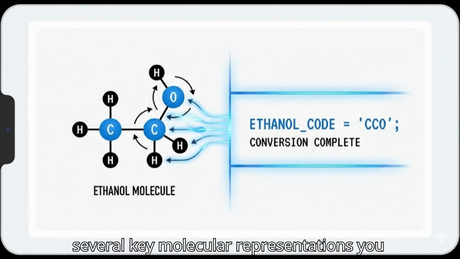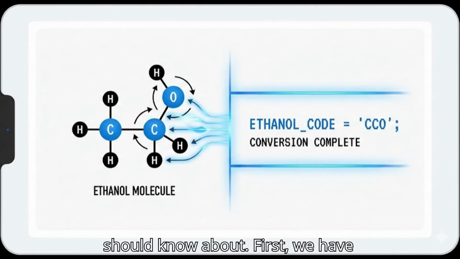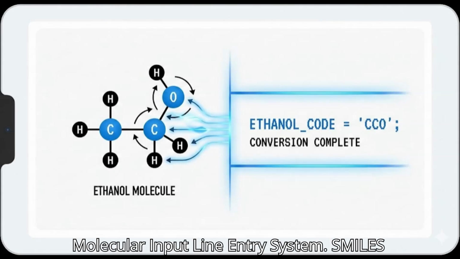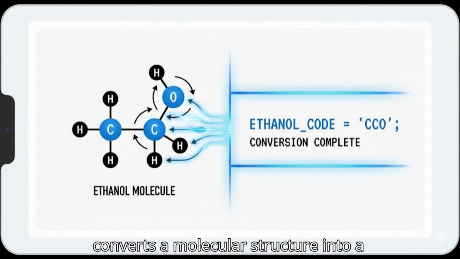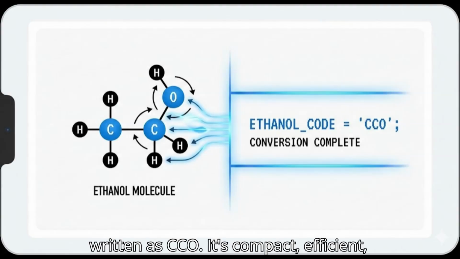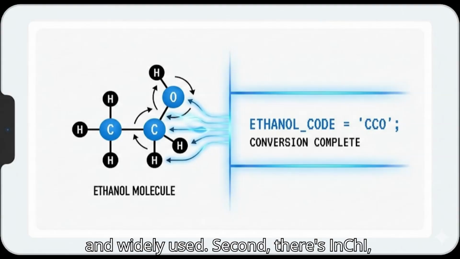There are several key molecular representations you should know about. First, we have SMILES, which stands for Simplified Molecular Input Line Entry System. SMILES converts a molecular structure into a simple text string. For example, water, H2O, is written as just the letter O in SMILES. Ethanol is written as CCO. It's compact, efficient, and widely used.